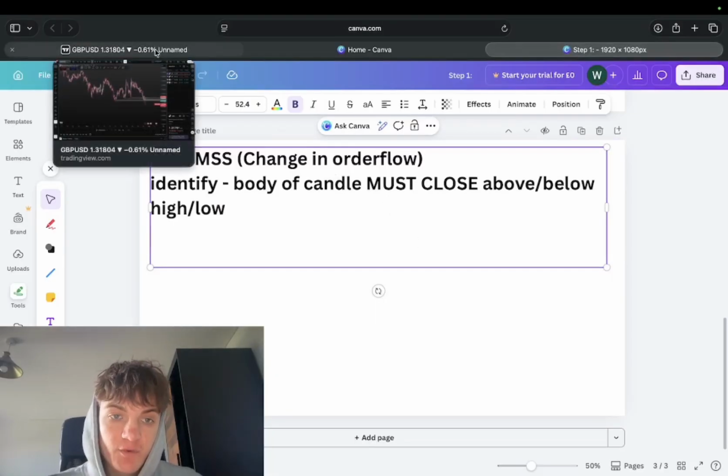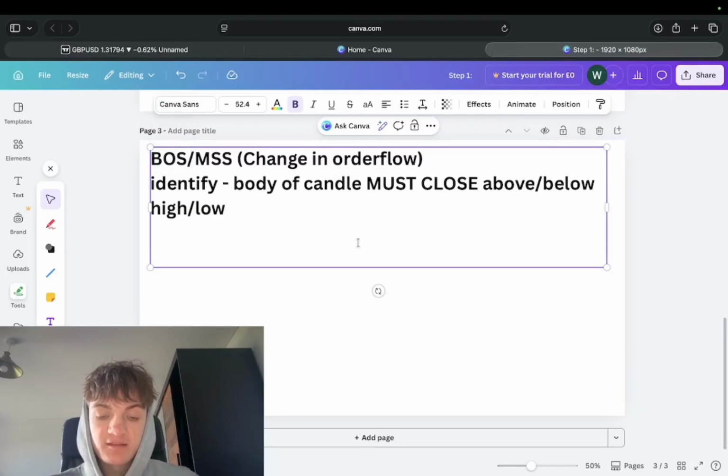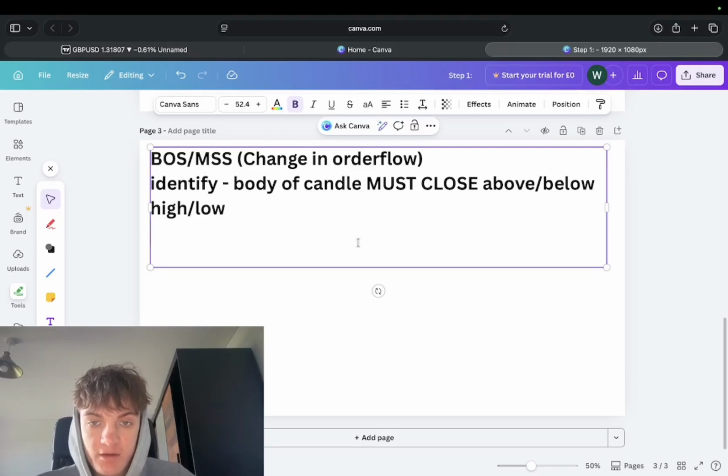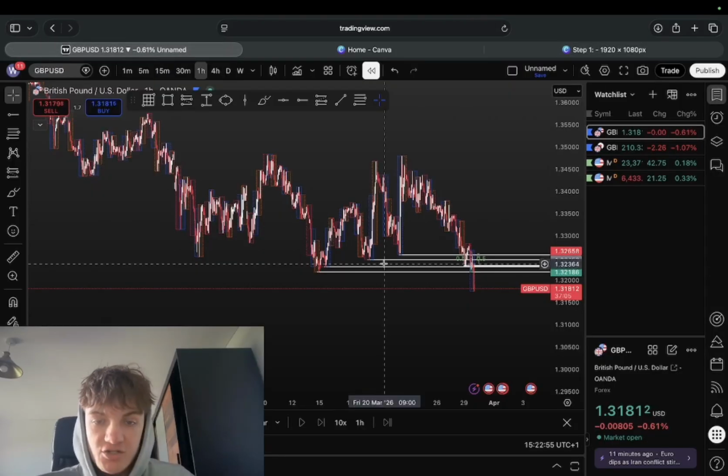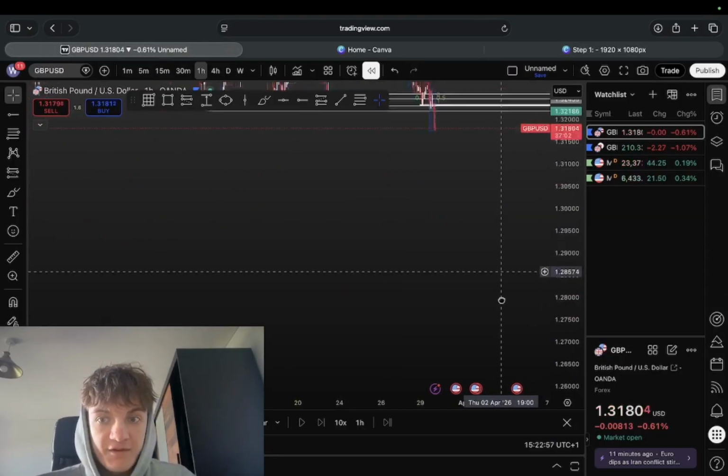There's entry confluences and continuation confluences. This is a continuation confluence. This shows that we want to continue a downtrend, or that is the direction we're going for now, at least.